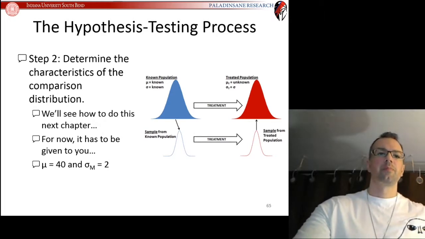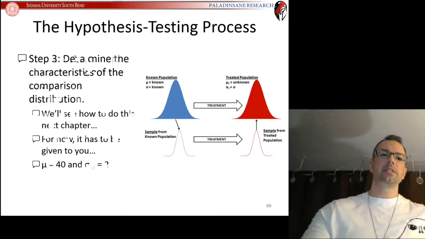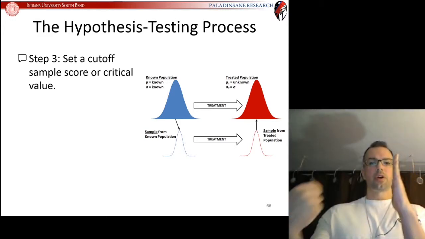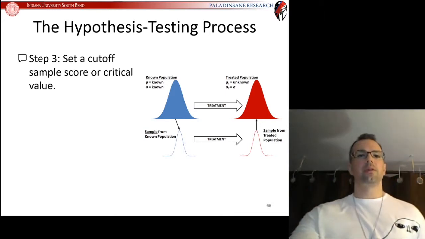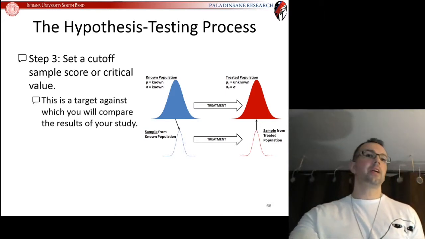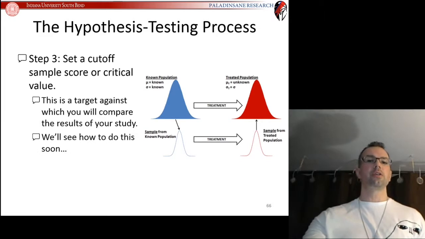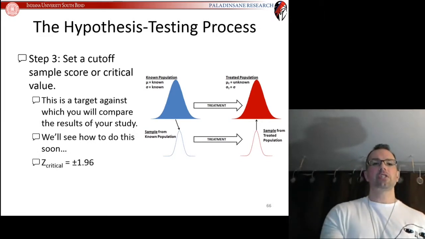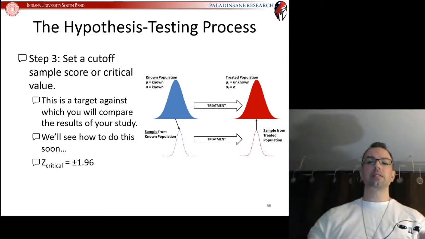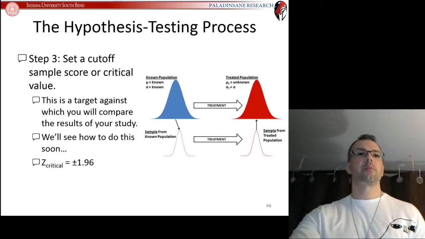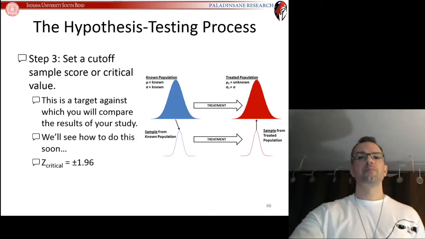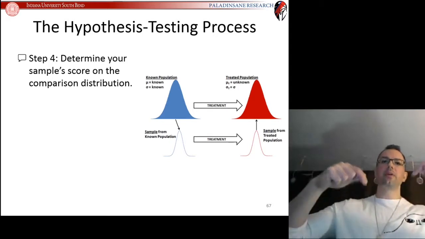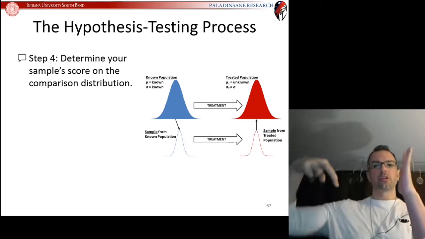That's our comparison distribution. Step number 3, we set a cutoff sample score or critical value, a line in the sand that we're going to compare our sample mean to. And thankfully, this has not changed. So we'll see how to do this very soon. But these lines in the sand have stayed the same. So far, nothing much has changed for this new analysis based on our corrected sample mean. So what is going to change? Well, step 4 is going to change, because we have to find where our sample is on that comparison distribution.